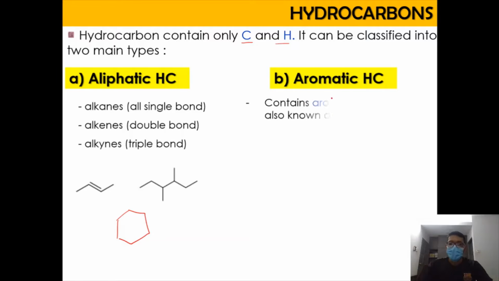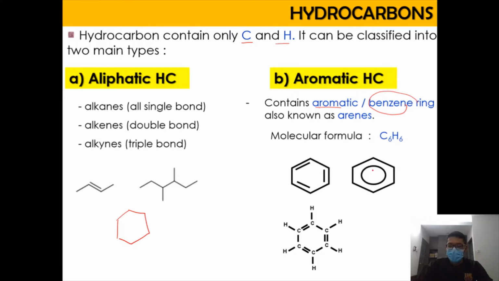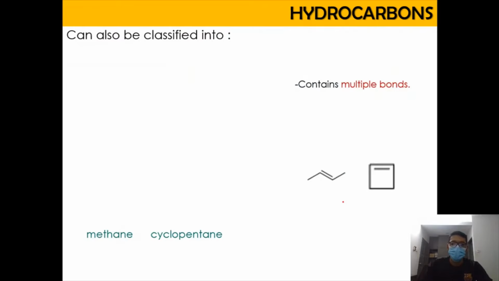For aromatic, it will contain the aromatic or the benzene ring. It will have a molecular formula of C6H6, which refers to the benzene ring. Or if you were to expand that, you will have a formula of C6H6 here. And as you know, the benzene ring can also be drawn as a circle in the middle. So all of these three will be accepted for the aromatic compound.